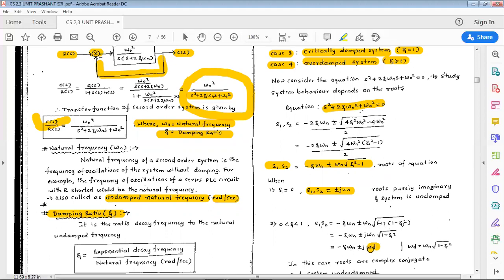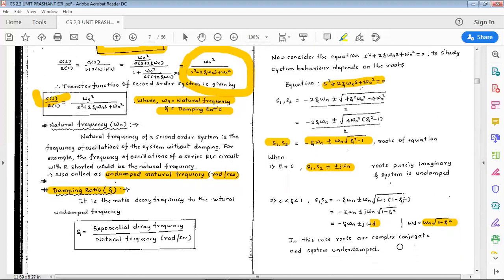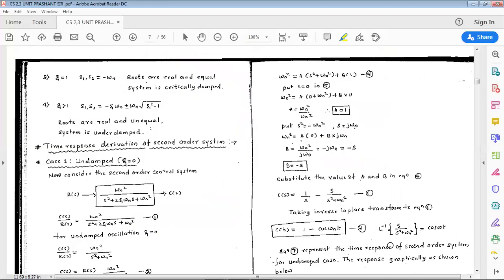So this is a new term we are introducing, where omega d is omega n under root 1 minus zeta square, where omega d is the damped natural frequency. In this case, the roots are complex conjugate. You can write here: roots are complex conjugate and the system is underdamped. Why? Because the zeta value lies between 0 and 1. The system has complex conjugate roots and is underdamped.